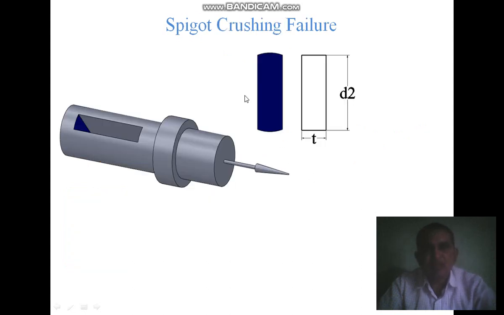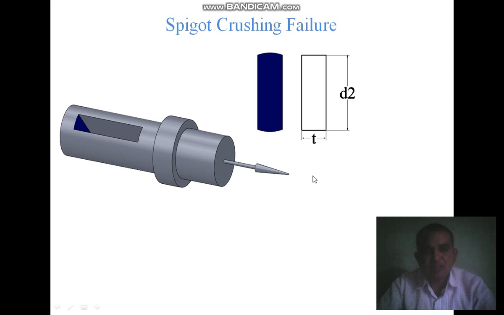Then we come to the spigot crushing failure. This is the zone where the total force acts on the surface, and due to that force this zone may be crushed, or it will be pushed in the opposite direction. So it may crush due to that force, and you can find the crushing area equal to D2 into T. So sigma C is again P divided by A.